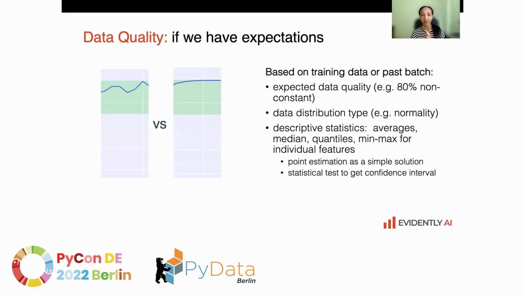And here there are basically two ways how we can do that. First is simple, let's say, point-wise estimation, where you can calculate, for example, median on top of the reference data set, then median for the same feature on current data, and then you just calculate the difference, and that's it. You can then set up some threshold on this difference and alert when it's too high, for example.